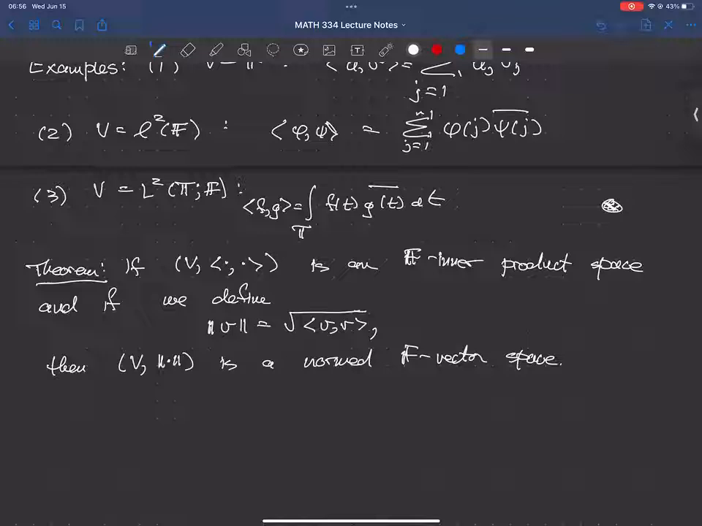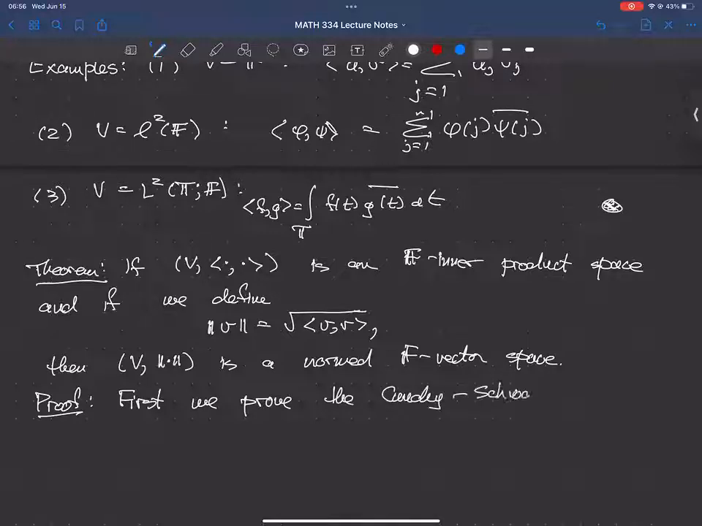All right, so let's prove this. This is kind of elementary, but let's do it. Okay, so first, we prove the Cauchy-Schwarz inequality, which is a very important thing all by itself.